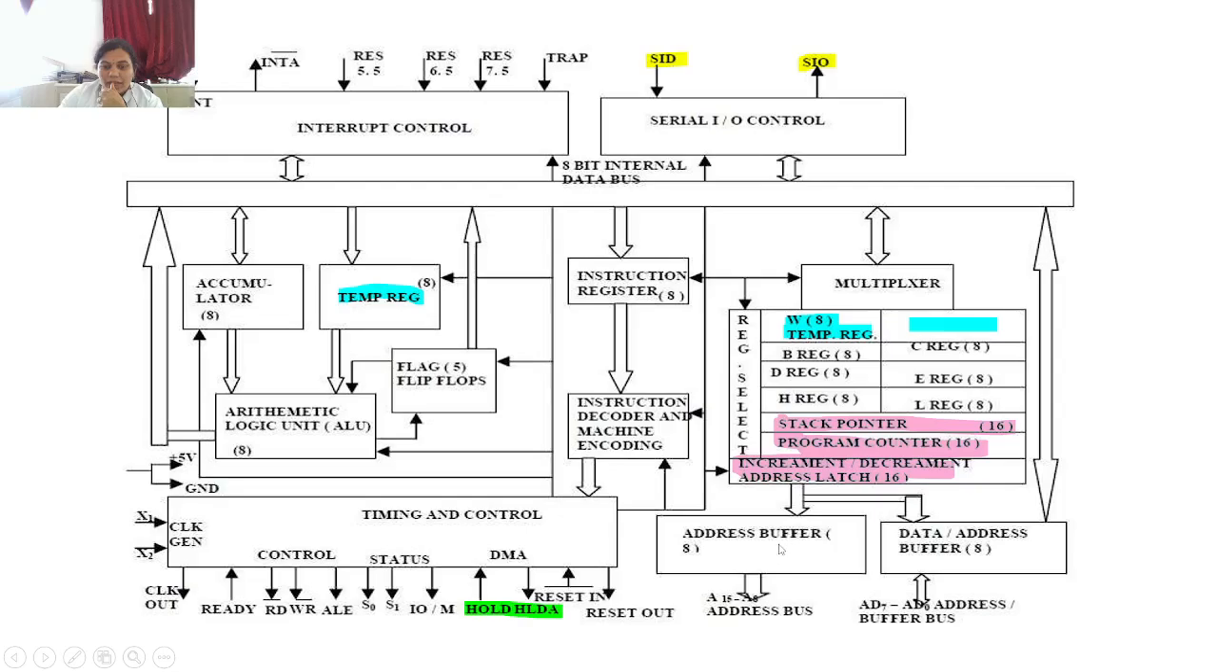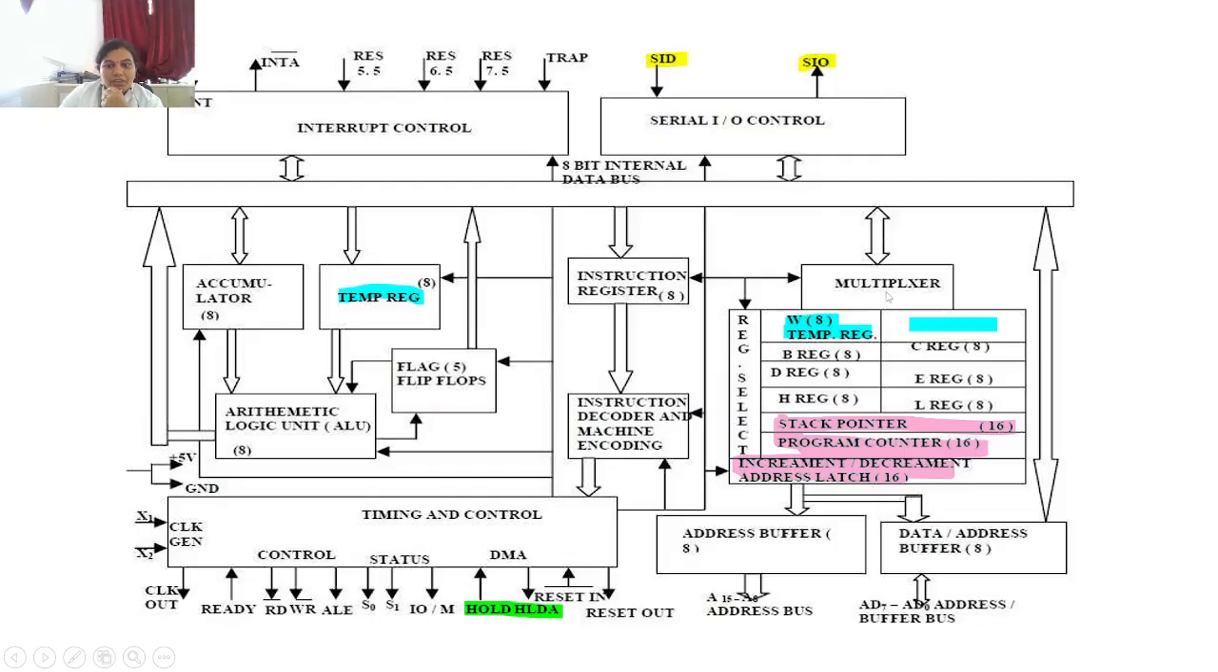We are using an address buffer of 8 bits, and a data buffer of 8 bits. We are using the lower address AD0 to AD7, and the higher address A8 to A15, and here AD0 to AD7 means the data and address lines are multiplexed. We are using address latch enable, so we can demultiplex the address and data lines. That means if the ALE signal is 1, it will act as an address line. If the input is 0, it will act as data lines.